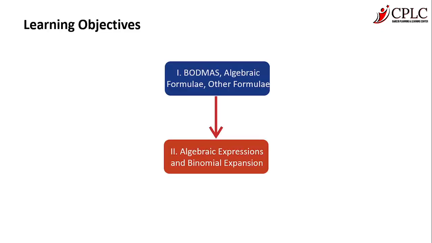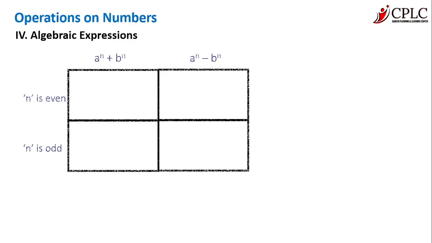Then let's talk about divisibility of algebraic expressions. So here there are two scenarios mainly: a raised to n plus b raised to n, and a raised to n minus b raised to n. And n has two possibilities: either it can be odd or it can be even. Let's start with the first scenario: a raised to n plus b raised to n when n is even.